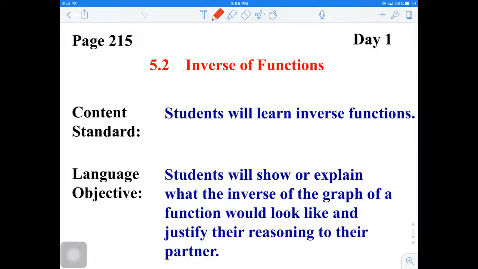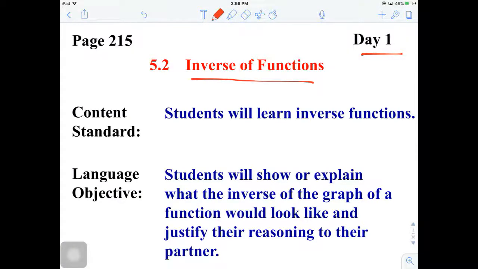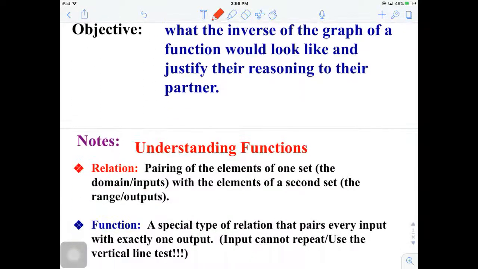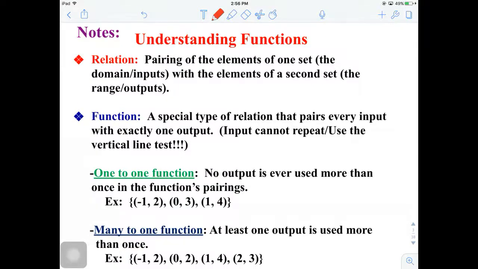Everyone, welcome to 5.2 day 1, and today in this lesson we're going to be taking a look at the inverse of functions. In 5.1 we just learned about quadratic functions and the transformations that deal with that. So we're going to take a look at the inverse of a function and what inverse means. So let's start from the basics here and take a look at the notes.